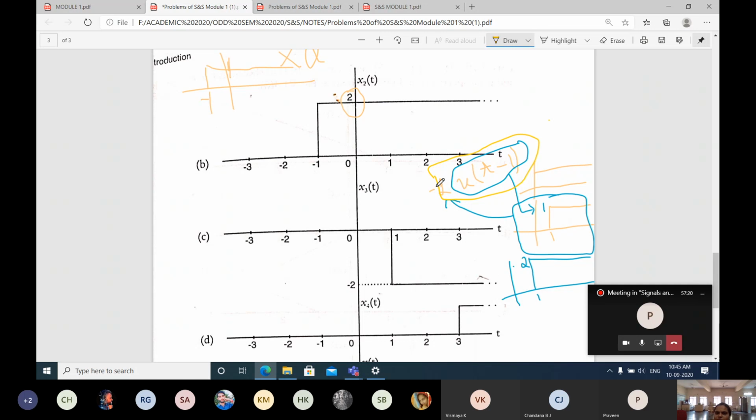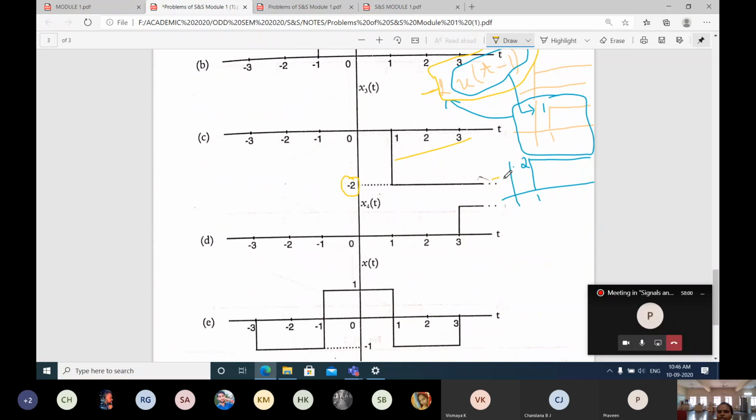Next, what is left? We have to take the negative value. We have to multiply the whole signal by minus. Okay, so what will I be getting? Instead of positive 2, I will be getting negative 2. Instead of being positive, it is becoming down here. This is how we have to do for the minus 2 u of t minus 1 signal.